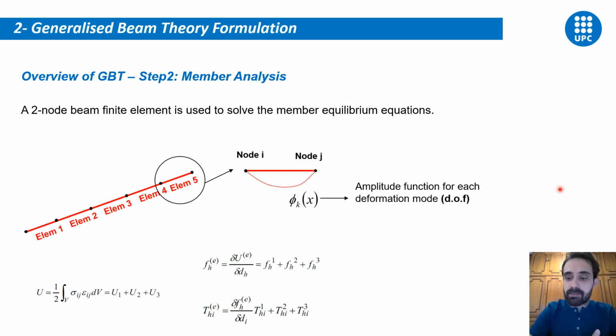The second step is the member analysis, in which a two-node beam finite element is used to solve the member equilibrium equations. These beam elements use the amplitude function for each deformation mode as a degree of freedom in our system. At the bottom of the slide, you can see the equations to calculate the elemental internal force, as well as the tangent stiffness matrices to carry out geometrically nonlinear analysis. These equations here do not take into account any kind of initial geometrical imperfection in our model.